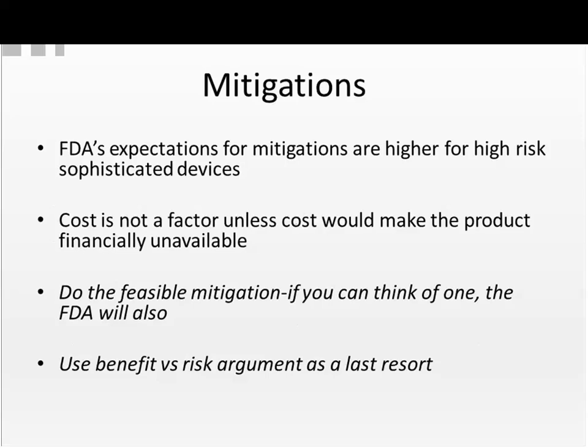So mitigations. A good rule of thumb is you should do the feasible mitigation, not try and evade it. If you can think of a mitigation for a problem, the FDA will also. They're pretty smart. They will review your documentation, and they will ask, why didn't you do this type of mitigation? So if you can think of a mitigation, do it.